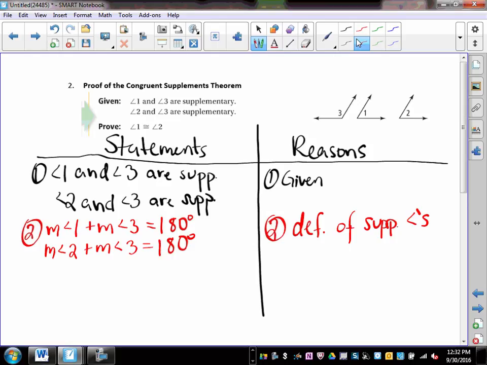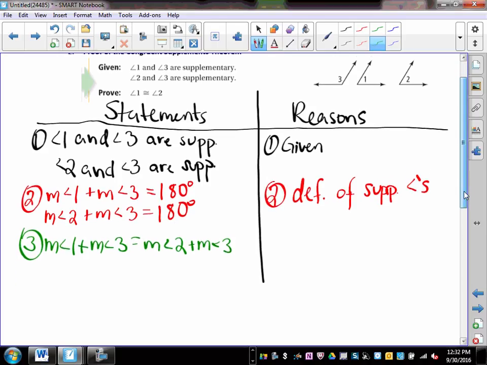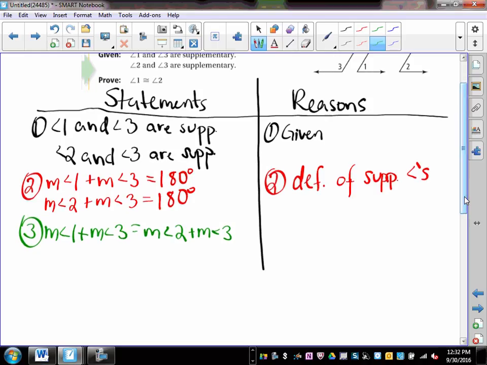Any thoughts as to what we can do next? Ready? Angle 1 plus angle 3 equals angle 3 plus angle 2. Very good. The measure of angle 1 plus the measure of angle 3 equals the measure of angle 2 plus the measure of angle 3. How do we know this to be true? Because they equal the same thing. So you can set them equal to each other. So it's substitution.